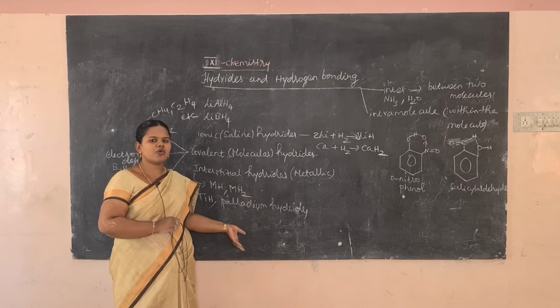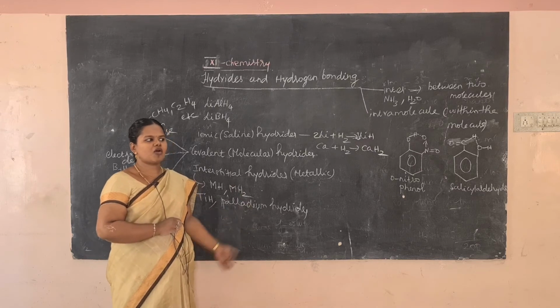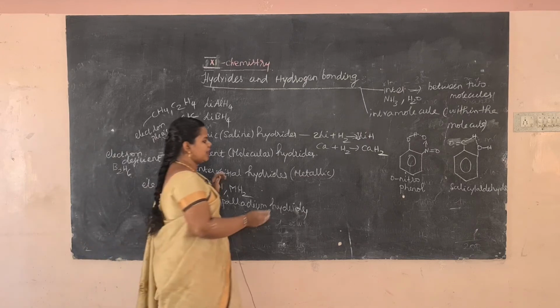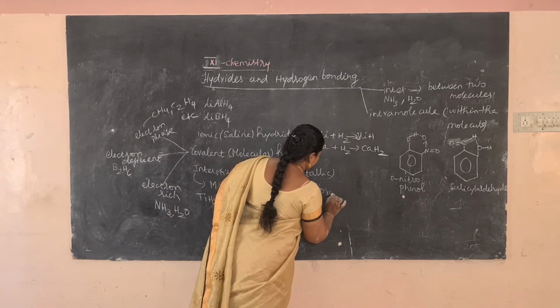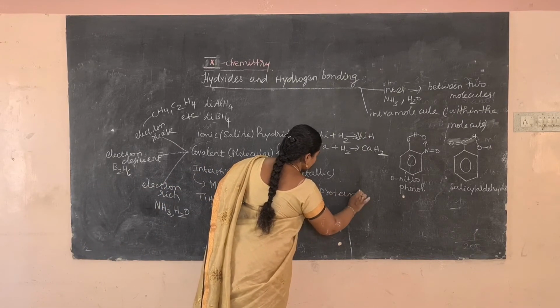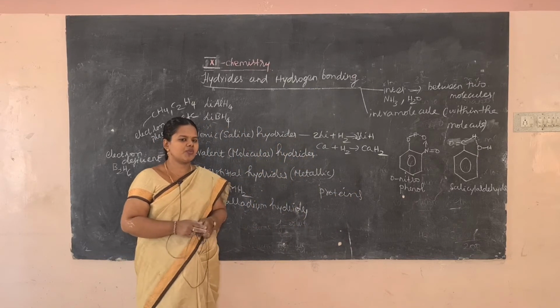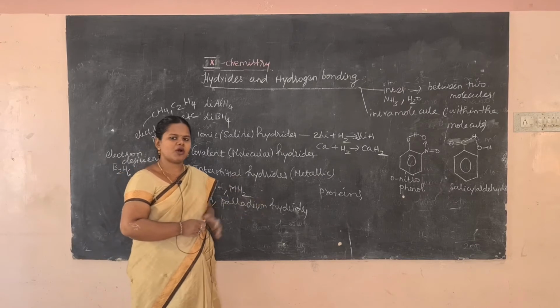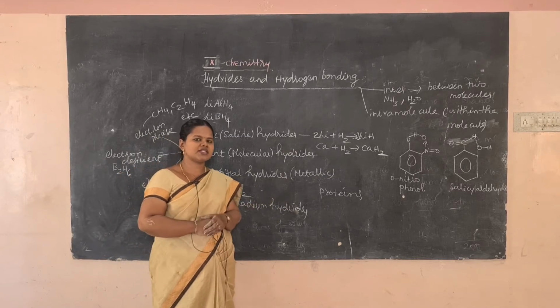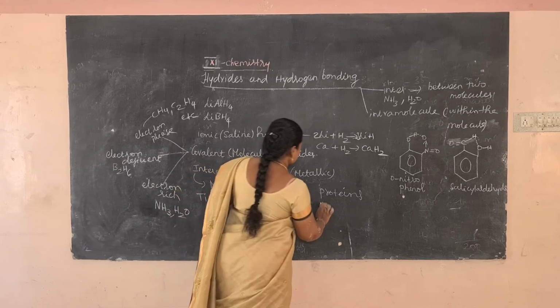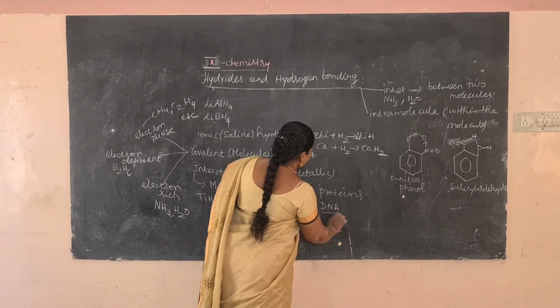This hydrogen bond is not only in chemical compounds, it is also present in biological compounds. In proteins, this hydrogen bond is very important. Water, the universal solvent: without hydrogen bonds in water, we could not drink water. So in proteins and water the hydrogen bond is very important. And also in deoxyribonucleic acid, DNA.